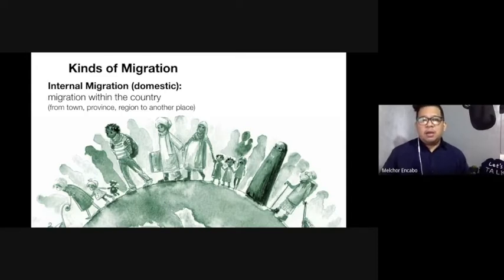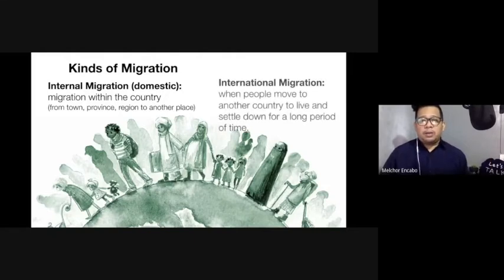And napupunta yun doon sa pangalawang klase ng migration. No? Galing probinsya, punta ng Maynila, wala pa rin nangyari. So mag-a-apply na lang sa mga agencies para magawa itong next part, which is what we call international migration. This is when people move to another country to live and settle down for a long period of time. Okay? Do you have relatives abroad or parents who used to work abroad? Okay? I think natanong ko na rin kayo dati tungkol dito.